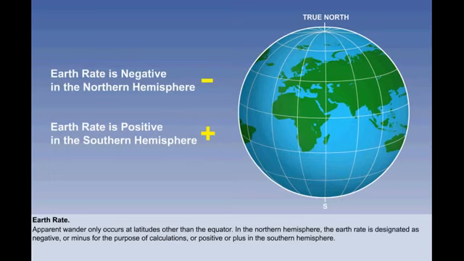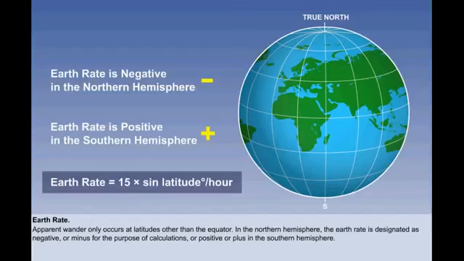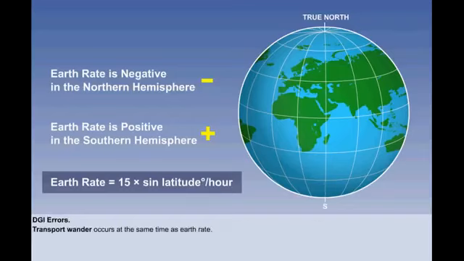Note that apparent wander only occurs at latitudes other than the equator. In the northern hemisphere, the Earth rate is designated as negative or minus for the purpose of calculations, and it is positive or plus in the southern hemisphere. The formula to note for Earth rate is Earth rate equals 15 degrees times the sine of the latitude, in degrees per hour. Apparent wander due to transport wander will occur at the same time as Earth rate.